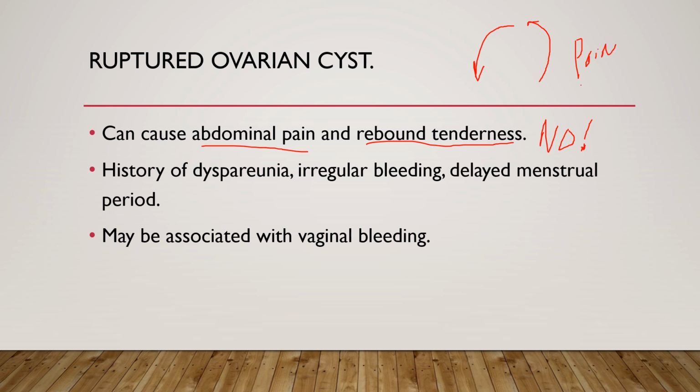So that's when they hurt. So we're going to not do that. Imagine this. They've got a big old swollen cyst, and you push down on it, you can pop it. You release it, you can pop it. So we're going to stay away from that. Now, history of painful vaginal sexual intercourse, irregular bleeding, and changes in their menstrual cycle. So all of these things should make you think that it's possible that they've got something like a ruptured ovarian cyst. So there may be some vaginal bleeding, possibly.